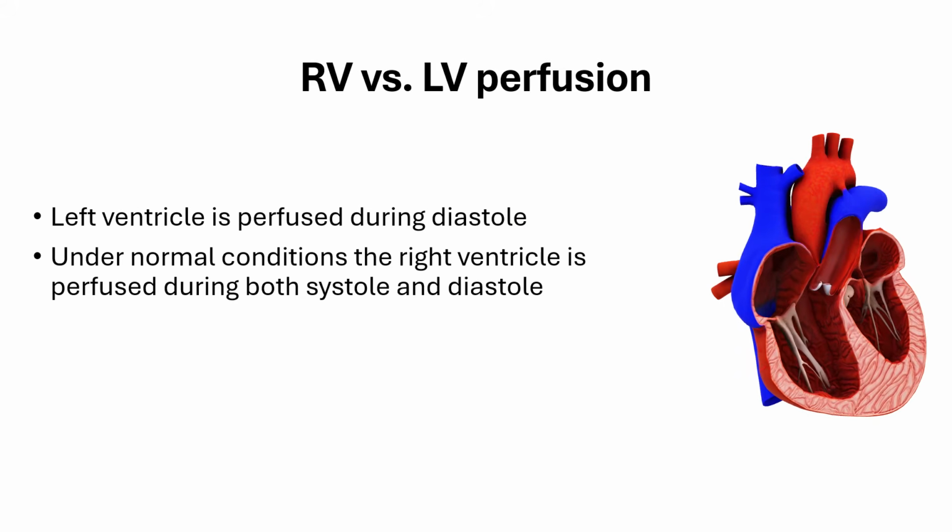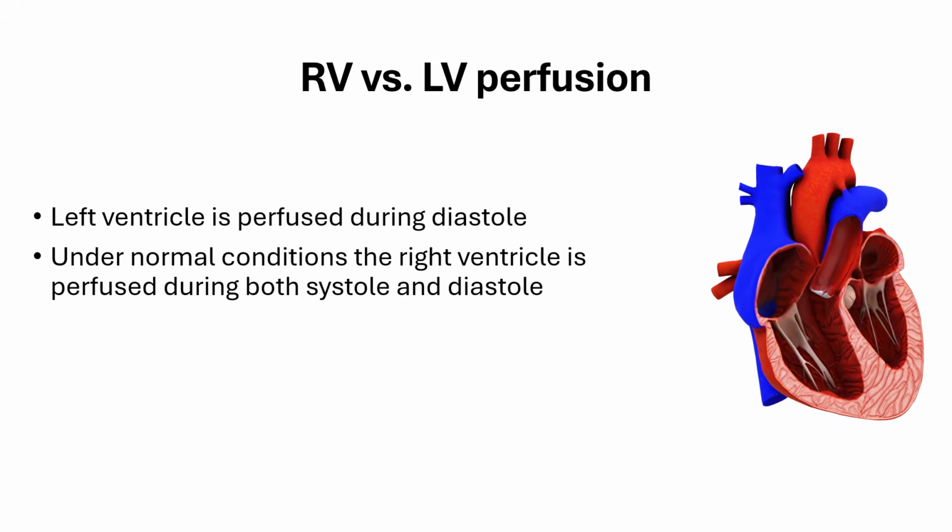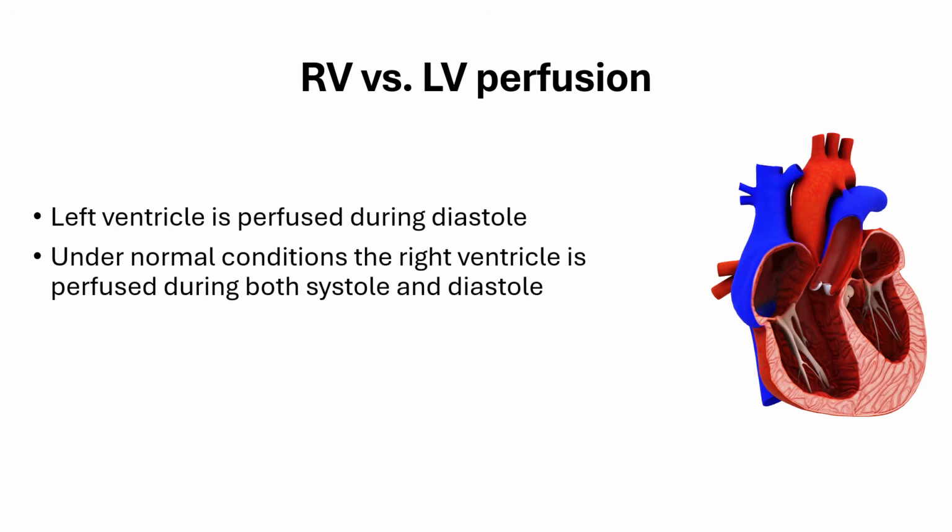There is another important fact which you need to know about the right ventricle, at least under normal physiological conditions. We know that left ventricle coronary perfusion occurs predominantly during diastole. Under normal conditions, the right ventricle is perfused during both cardiac cycles, meaning during both systole and diastole.